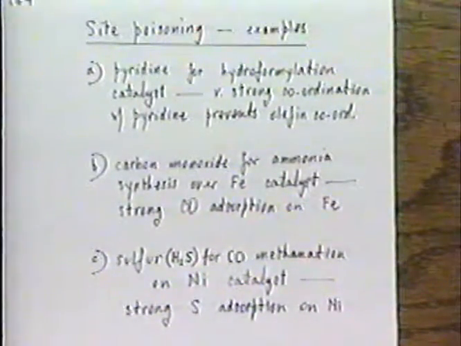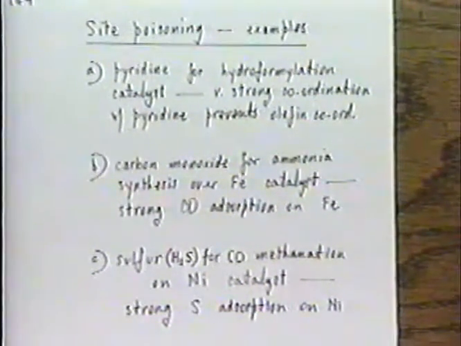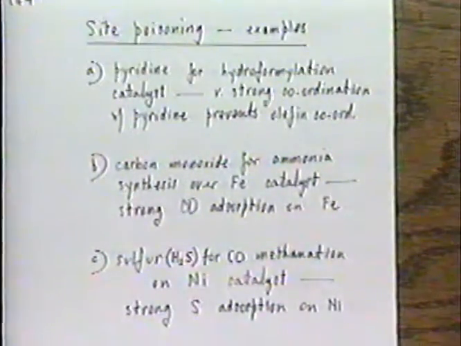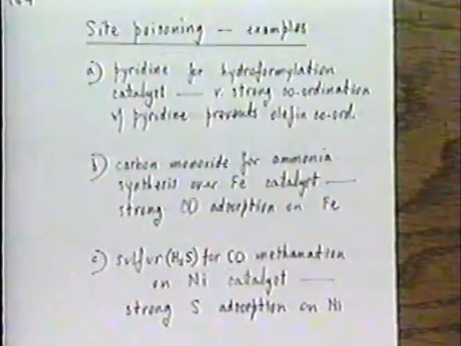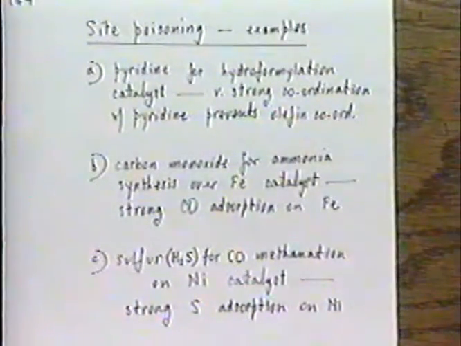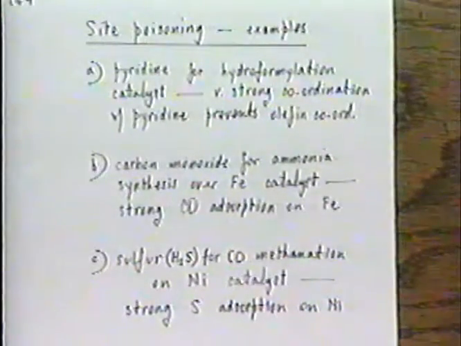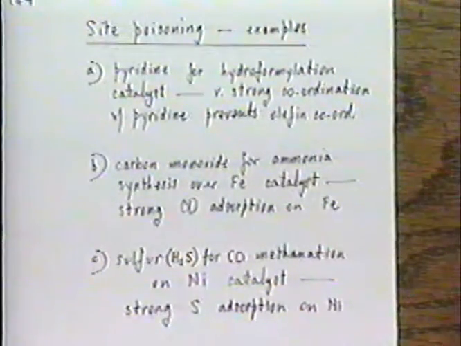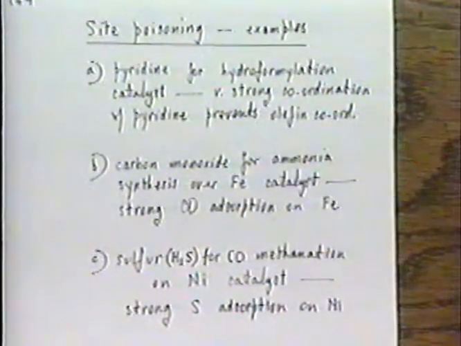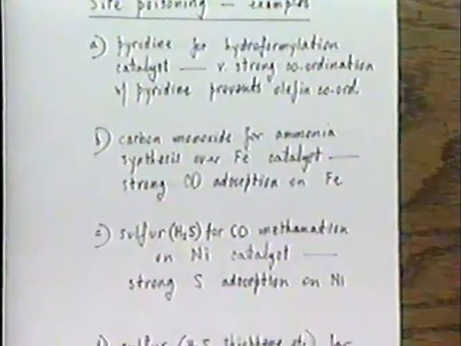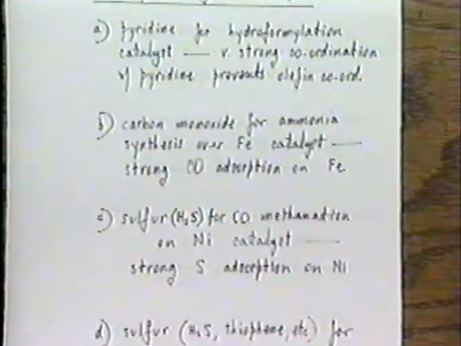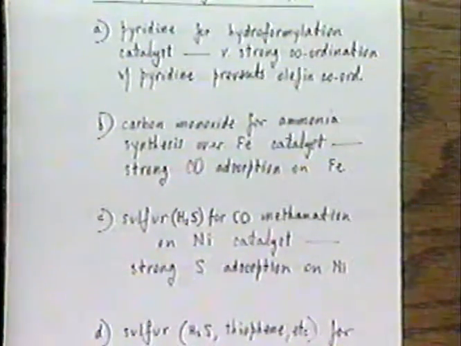A couple of classic examples are with heterogeneous catalysts. Carbon monoxide is a poison for ammonia synthesis over iron catalyst. That goes back many years. Classical example. The carbon monoxide is strongly adsorbed, and in fact in industrial practice the folk go to considerable lengths to get rid of traces of carbon monoxide out of the nitrogen-hydrogen gas feed.